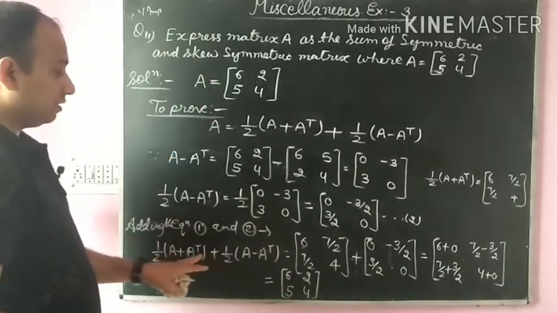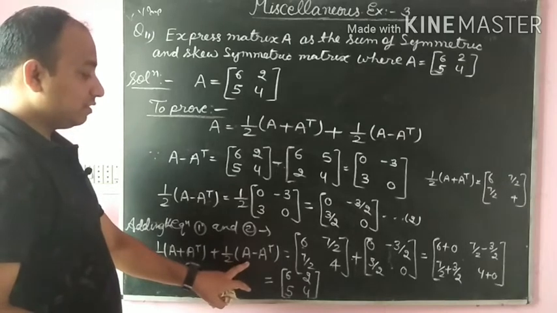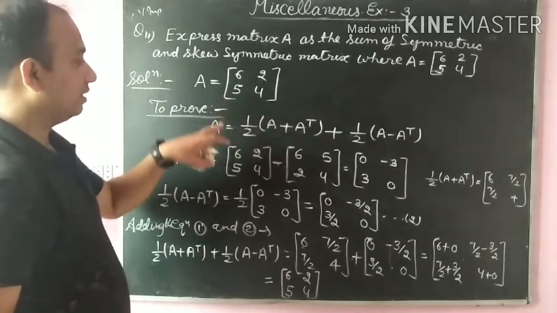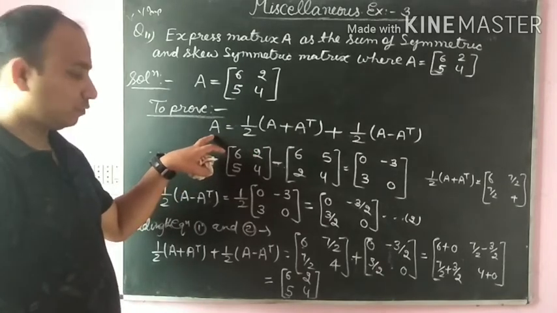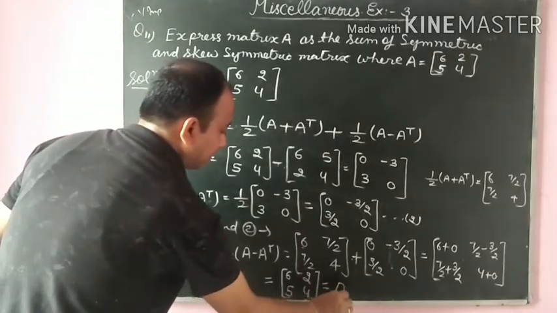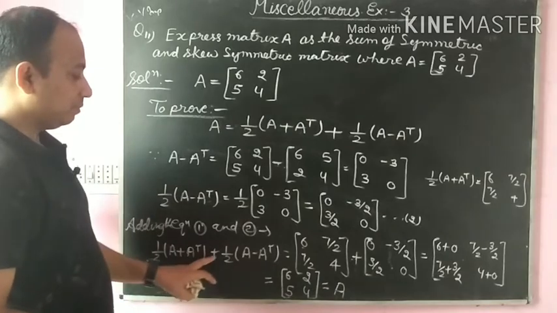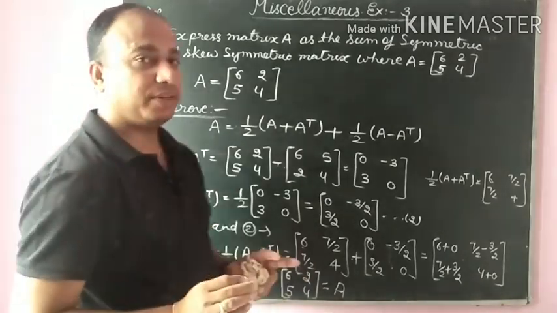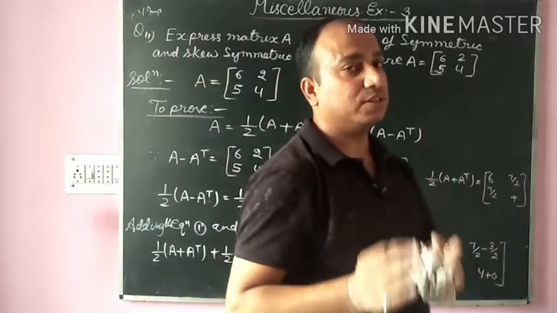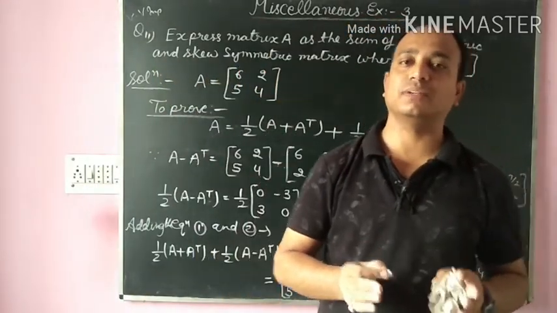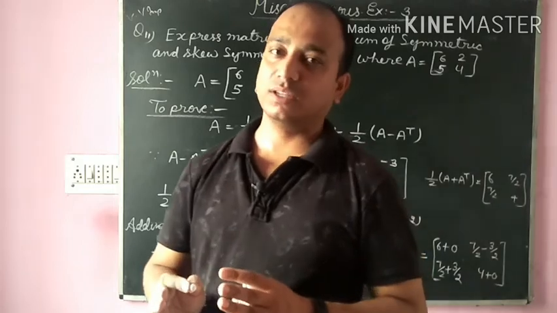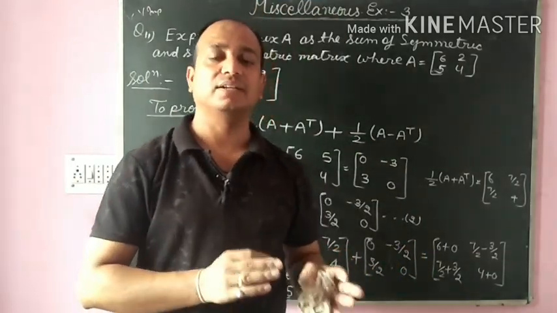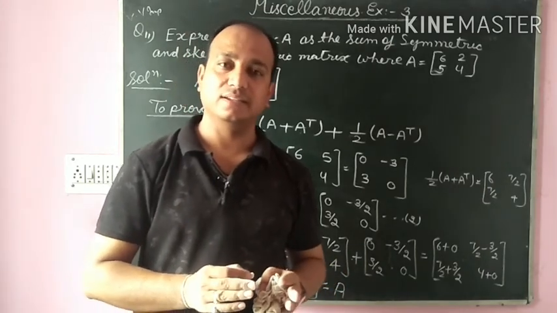Then the answer of the sum of symmetric and skew symmetric matrix is 6 2 5 4, which is equal to A. Then this statement is proved. So we can write this: half of A plus AT plus half of A minus AT equals A. Means किसी भी स्क्वायर मैट्रिक्स को सिमेट्रिक एंड स्क्यू सिमेट्रिक मैट्रिक्स की सम की फॉर्म में हम एक्सप्रेस कर सकते हैं. Okay, any square matrix A can be expressed as the sum of symmetric and skew symmetric matrix. Clear? Okay.